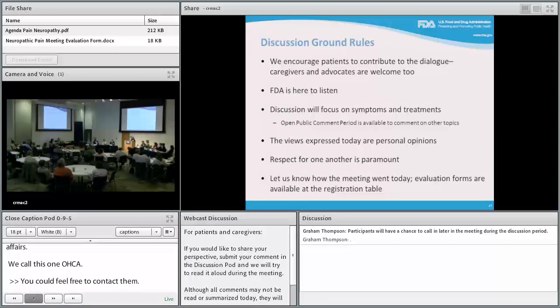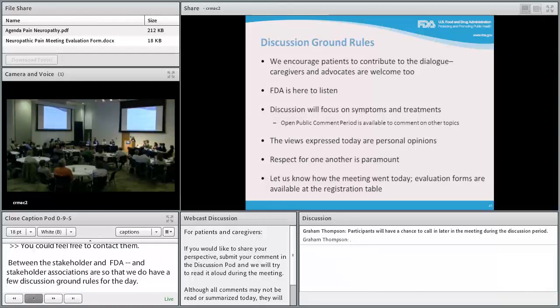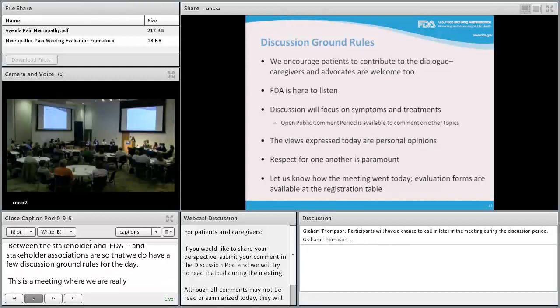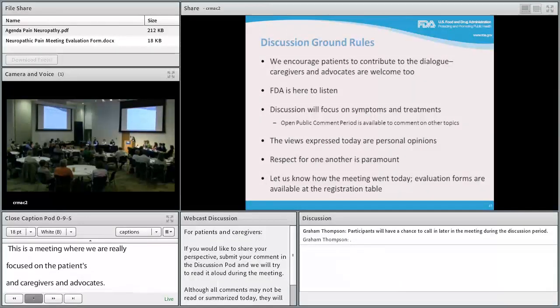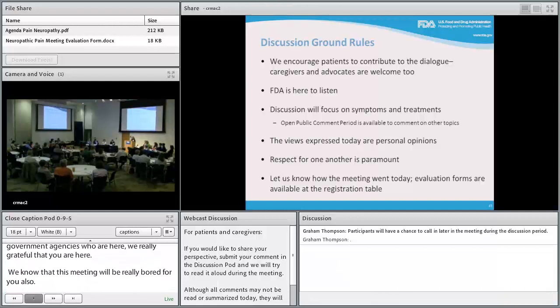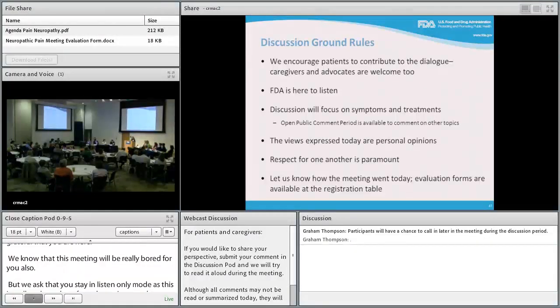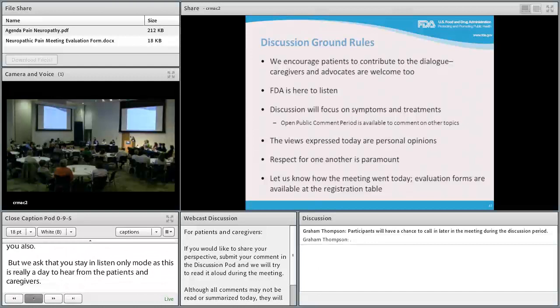We do have a few discussion ground rules for the day. This is a meeting where we are really focused on the patients and caregivers and advocates. So we encourage patients and caregivers and advocates to contribute to this dialogue. FDA and industry and academia and other government agencies who are here, we're really grateful that you're here. We know that this meeting is going to be really important for you too, but we ask that you stay in listening mode as this is really a day to hear from the patients and caregivers. The discussion will focus on symptoms and treatments. We are going to do our very best to stay on topic.